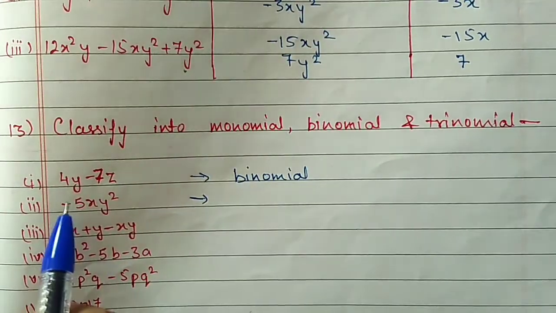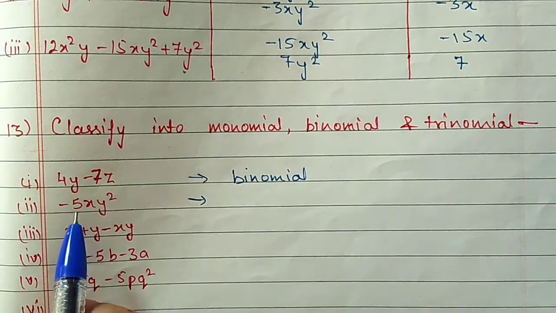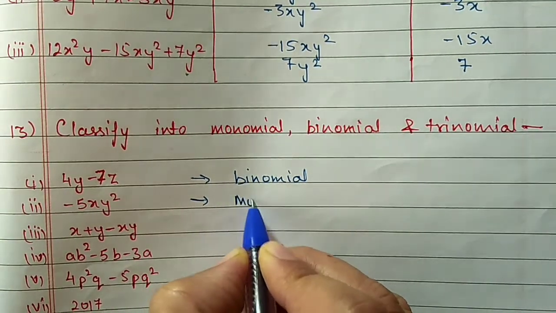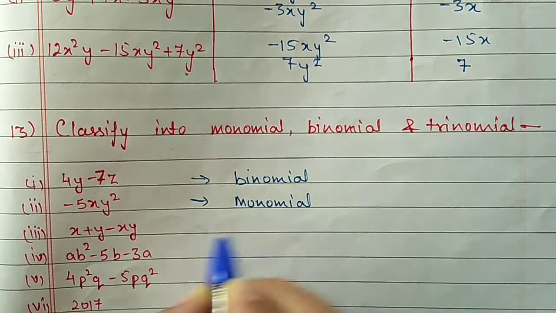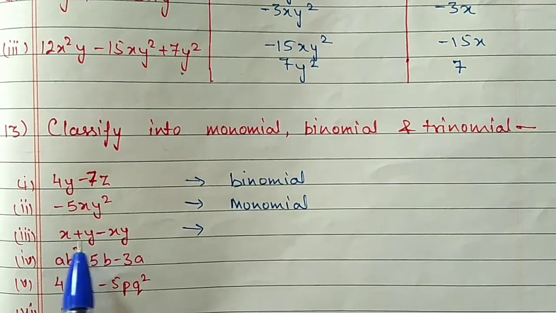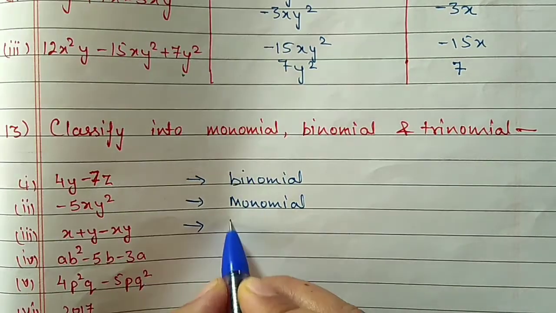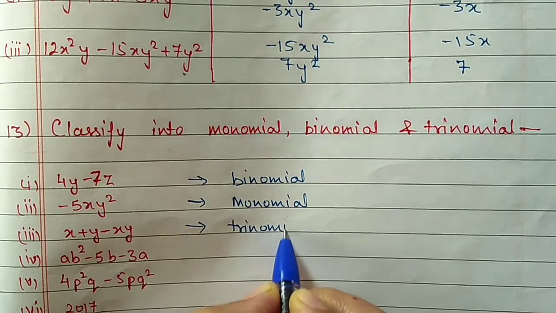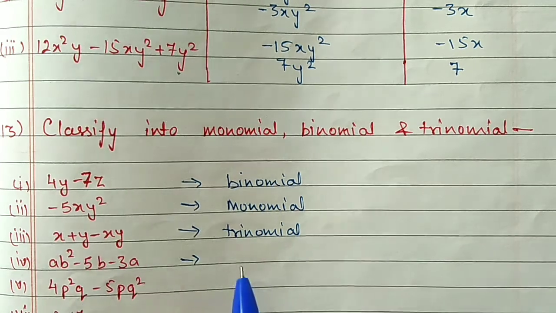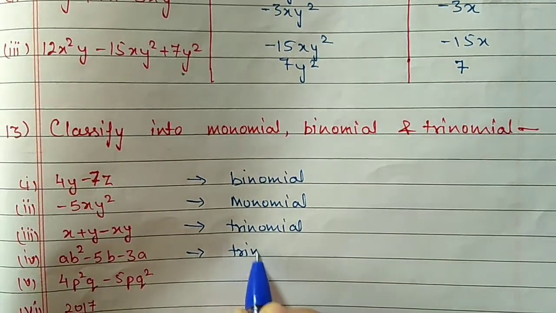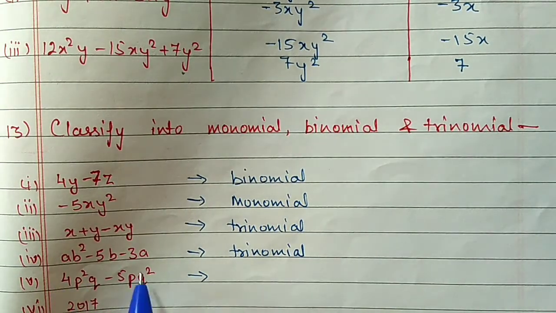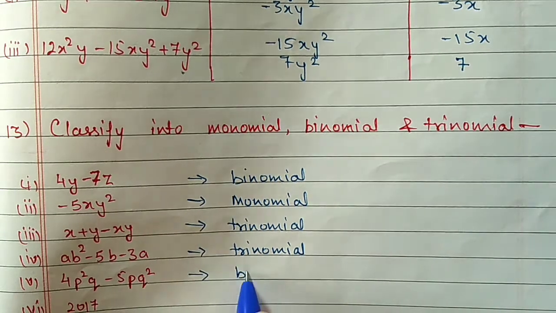Then in second one, minus 5xy square. Everything is multiplied together. So this is a monomial. In next one, x plus y minus xy. So 1, 2 and 3. Three terms are there. So this is a trinomial. Next, fourth also 1, 2 and 3. Three terms are there. This is also a trinomial. Next one, this is one term and this is another term. So this is a binomial.